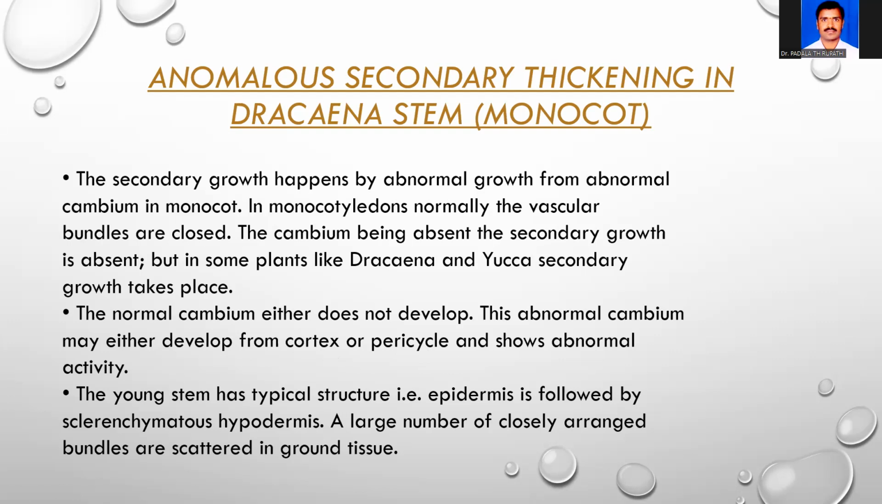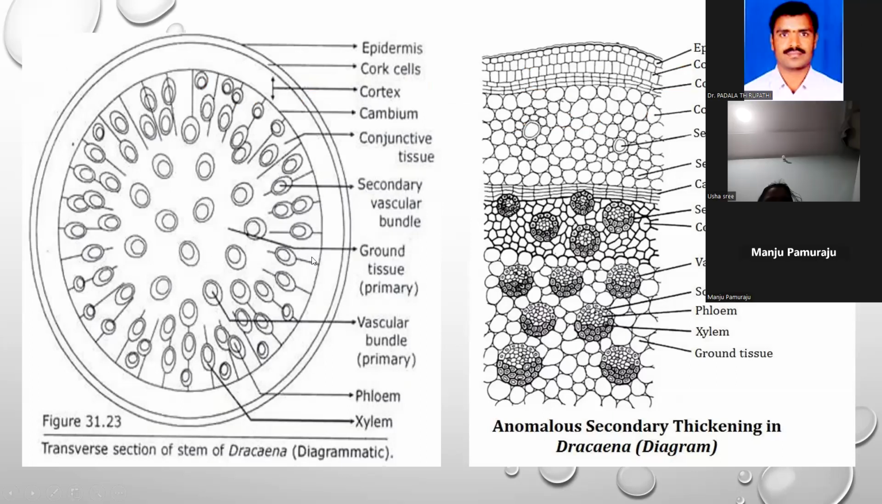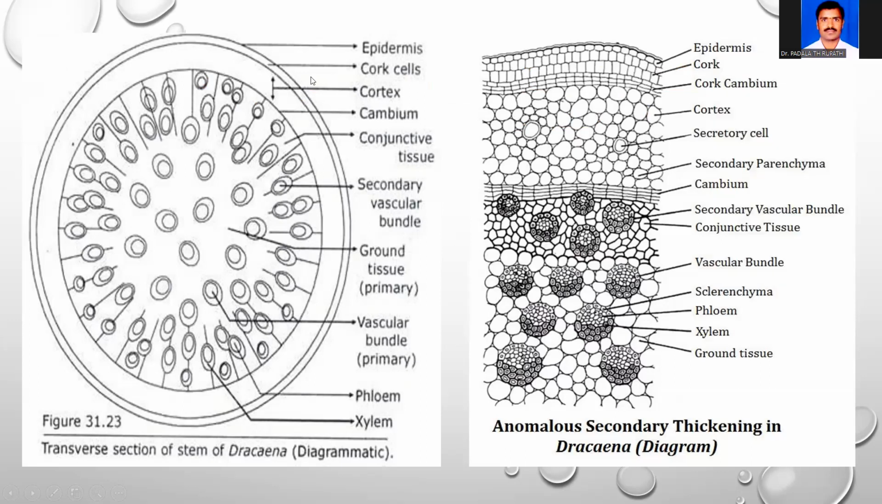The young stem has a typical structure: epidermis, followed by a sclerenchymatous hypodermis. Next is a large number of closely arranged bundles, that is, vascular bundles scattered in the ground tissue. This is the normal structure of the young monocot stem of Dracaena. In this transverse section of Dracaena, we see the epidermis and cortex, and these are the vascular bundles scattered in the cortex or ground tissue.